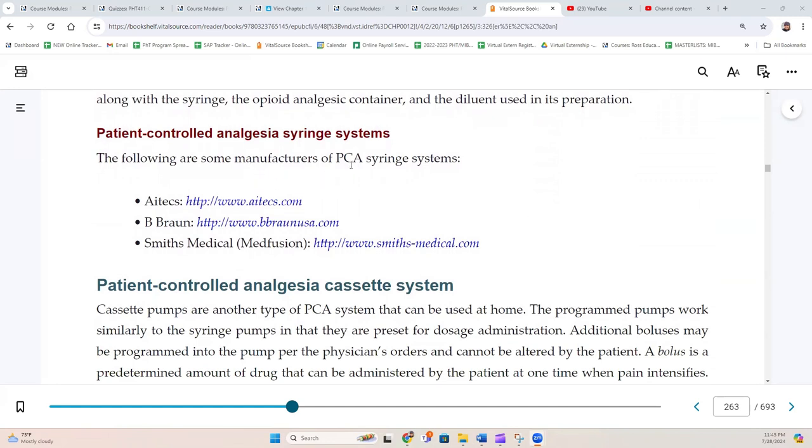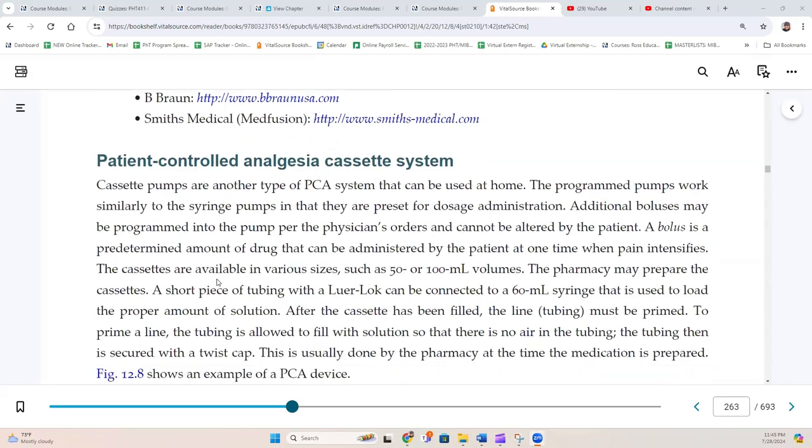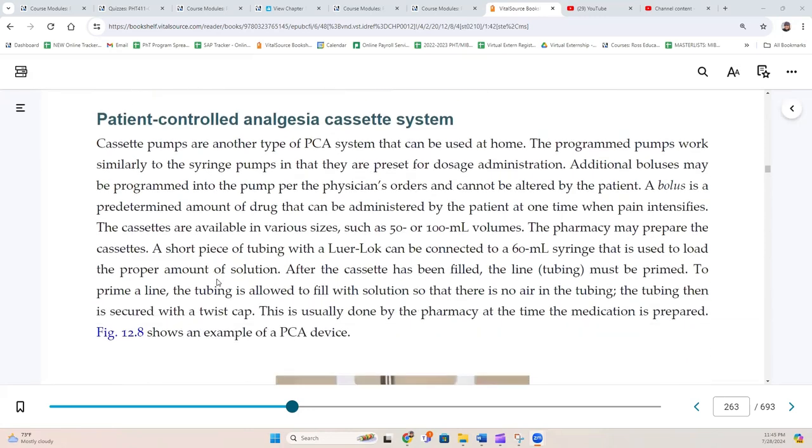The following are some manufacturers of PCA syringe systems. So we have Atex, B. Braun, and Smiths Medical Medfusion. Cassette pumps are another type of PCA system that can be used at home. Programmed pumps work similarly to the syringe pumps in that they are preset for dosage administration. Additional boluses may be programmed into the pump per the physician's orders and cannot be altered by the patient.